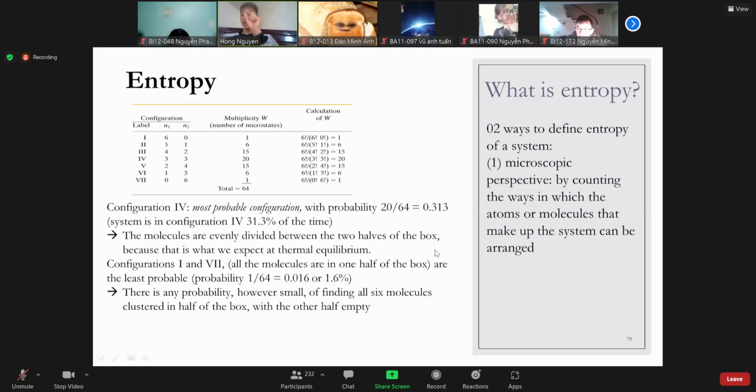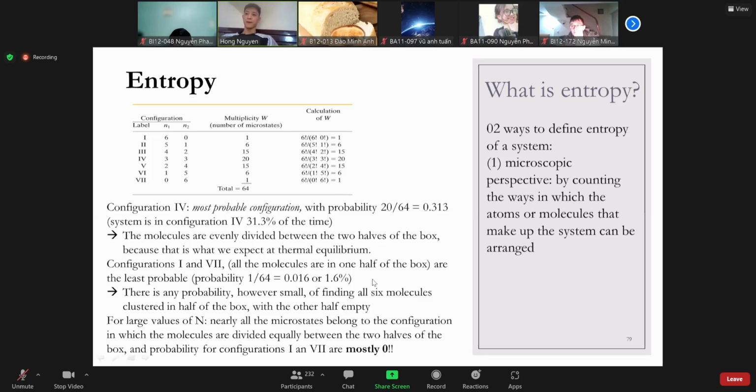So we see with our system of only 6 molecules, the probability of finding all 6 molecules in one half of the box is already very, very small. You see, only a little bit more than 1%. Then what will happen if we consider a bigger number of molecules?